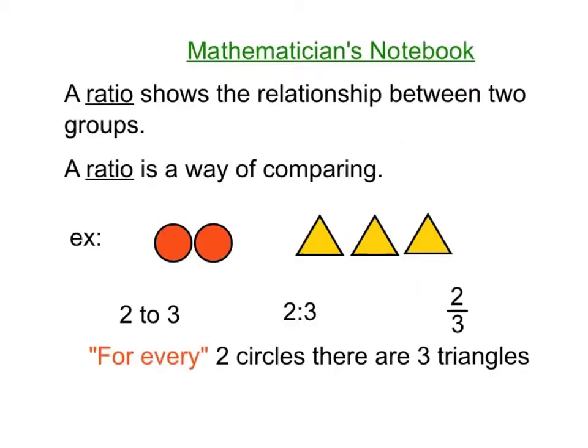You're already familiar with ratios. Remember, we put this in our mathematicians' notebooks. A ratio shows the relationship between two groups, and a ratio is a way of comparing. So in one of the examples we talked about, here are two circles and three triangles, and so the ratio of circles to triangles is 2 to 3. And one way of understanding that is for every 2 circles there are 3 triangles.